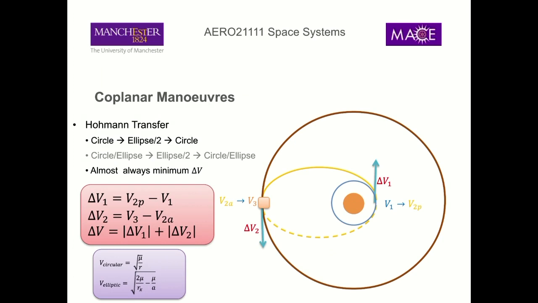Yep. No, so the shape of this trajectory is an ellipse. So if we didn't apply a delta V at this point, if we didn't apply a thrust, we would just keep carrying on around into that elliptical orbit. Yeah? Okay. Anyone else? Making sense? Sort of? Okay.